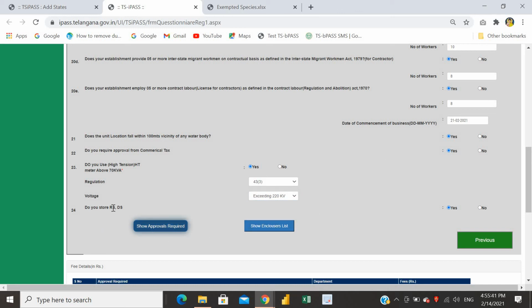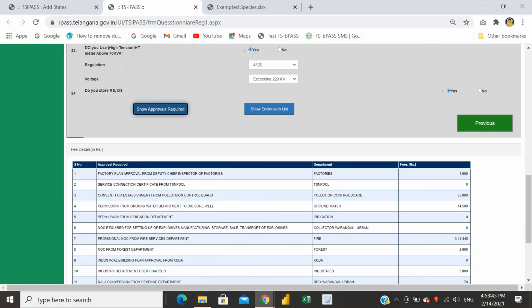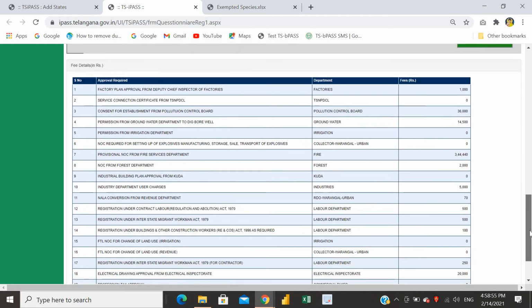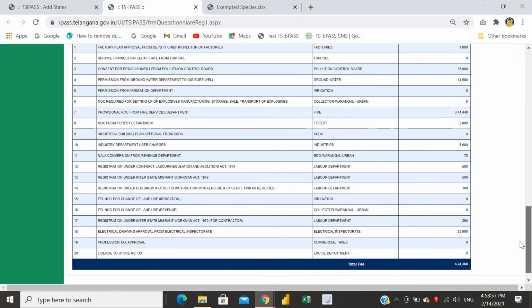Last question. Do you store RS, DS, rectified spirit, derectified spirit? If you say yes, it will be sent to the excise department for getting an approval. If it is no, then the application is not sent. So, show approvals. Once you click on show approvals required, you can see a new box coming up, submit questionnaire. We shall see the approvals required for establishing this industry.